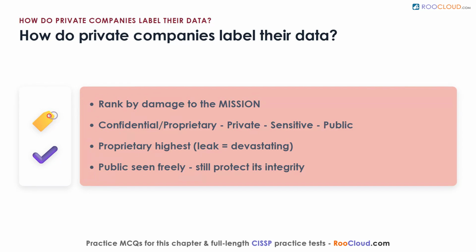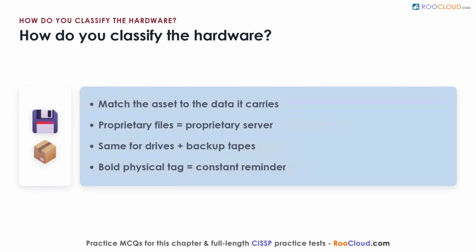Public data, by contrast, is meant to be seen, but you still protect its integrity, so nobody can tamper with it. How do you classify the hardware that holds the data? You match the asset to the data it carries. If a server processes proprietary information, that server itself becomes a proprietary asset. The same holds for a drive or a backup tape that stores the data. A clear physical label on the machine reminds everyone what lives inside. So a workstation touching your most sensitive records wears a bold tag announcing exactly that.